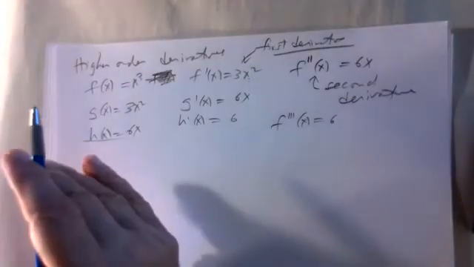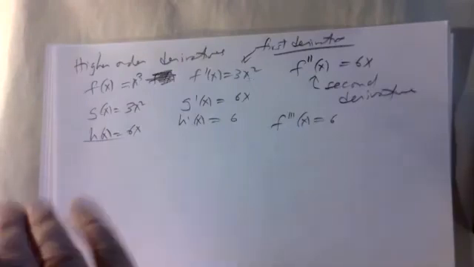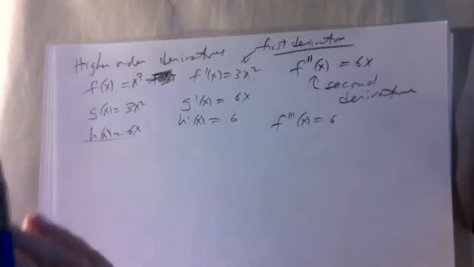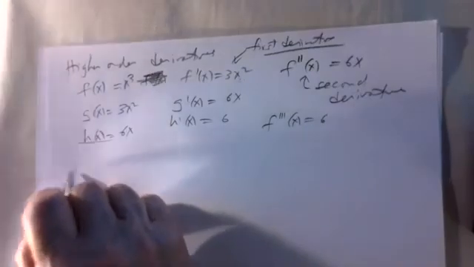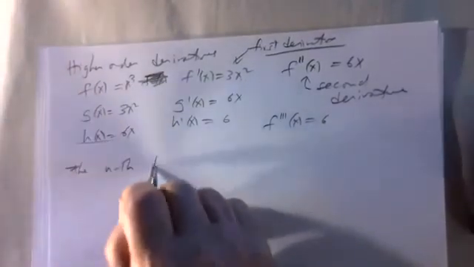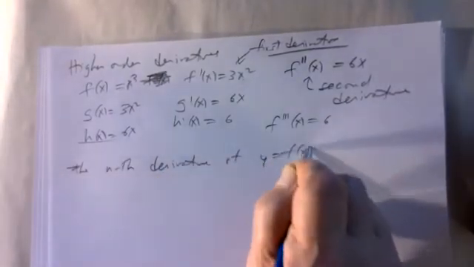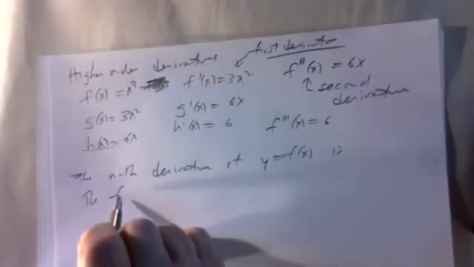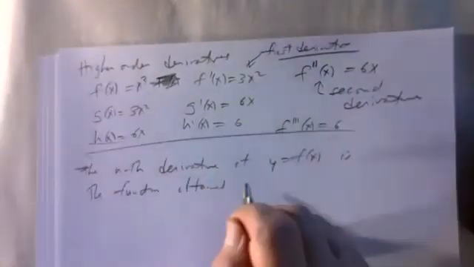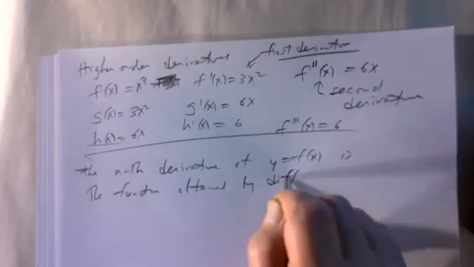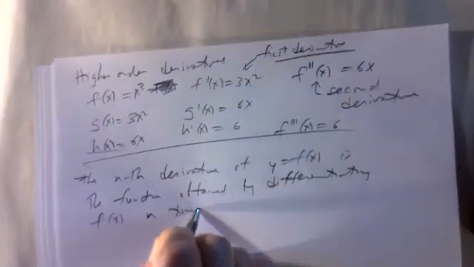So in general, if you have a function, you can differentiate, and then you can differentiate the derivative, and you can differentiate the derivative of the derivative. You can keep differentiating. And if it exists, it doesn't always exist, the nth derivative of y equals f of x is the function obtained, for any function, by differentiating f of x n times in a row.